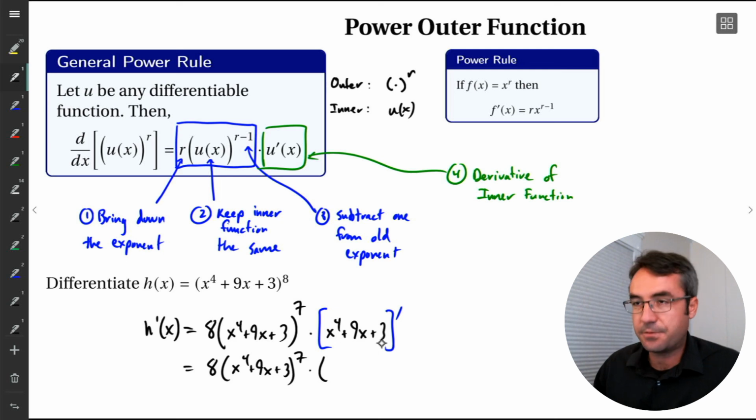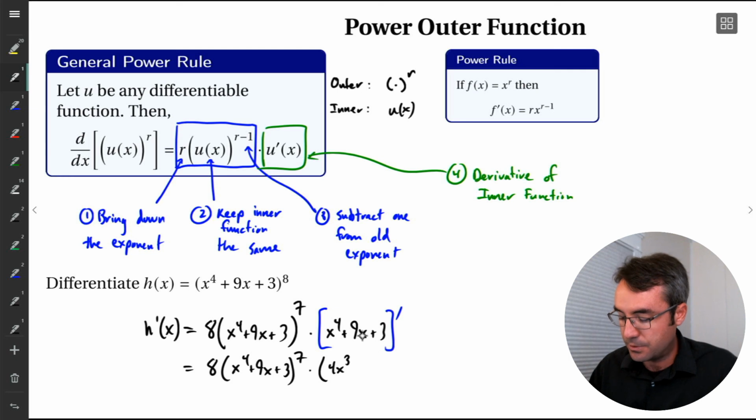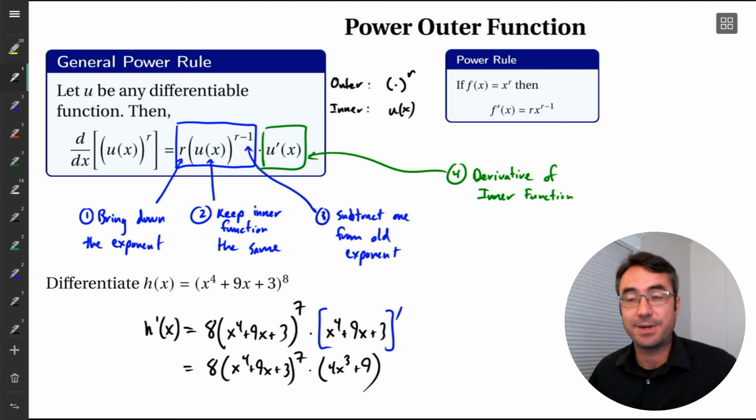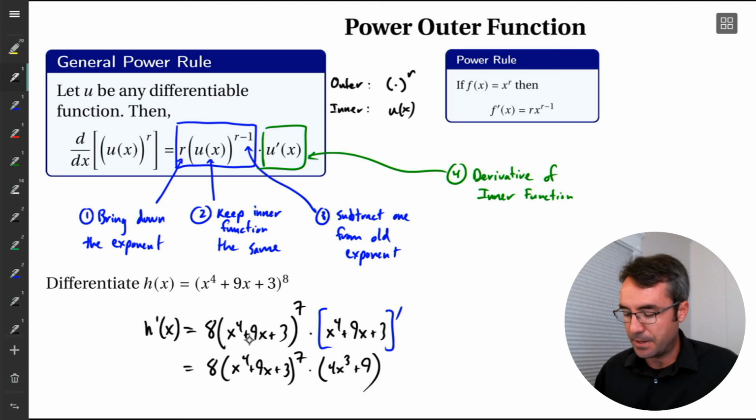Then let's differentiate our inner function. The derivative of x to the 4th is 4x cubed. The derivative of 9x is 9. And the derivative of 3 is just 0. So there we go, we have our derivative. The way we differentiated this was with this special power rule, which is really just a special case of the chain rule: the derivative of our outer function times the derivative of our inner function. All right. In the next video, we'll see another special case, depending on what the outer function is. So we'll see you there.